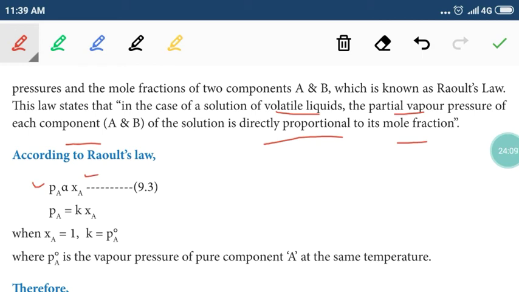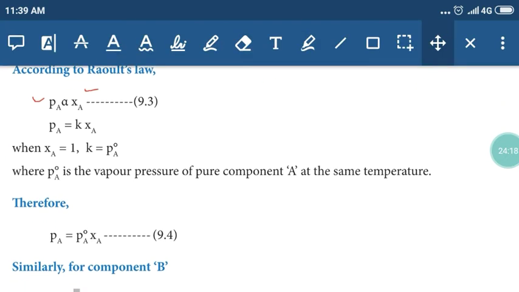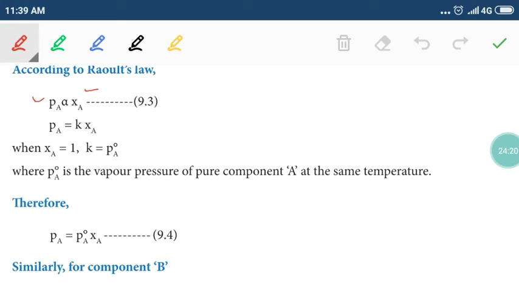So we may take component A. The partial pressure of component A is taken as PA. The mole fraction of component A is taken as XA. To remove the proportionality, we introduce a constant. So PA is equal to K XA. Here K is the proportionality constant. According to Raoult's law, vapor pressure is directly proportional to the mole fraction of that component.